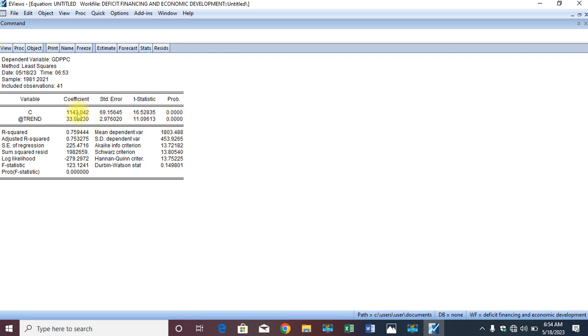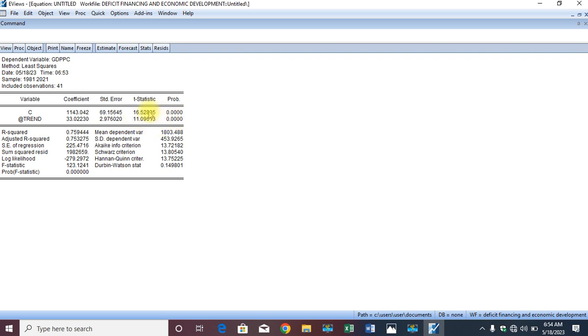Recall that if you divide this coefficient by the standard error, you get the t-statistics. And also recall that there is an inverse relationship between the t-statistics and the probability value. When the t-statistics goes up, the p-value comes down. When the p-value goes up, the t-statistics comes down. Whenever the t-statistics is above 2.34, the p-value gets lower.